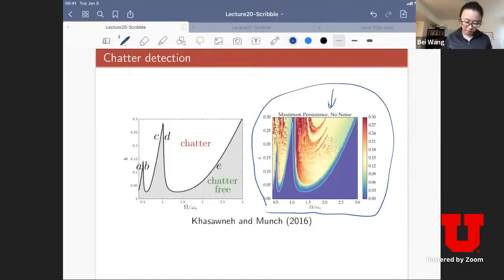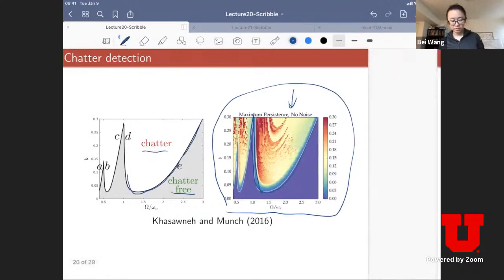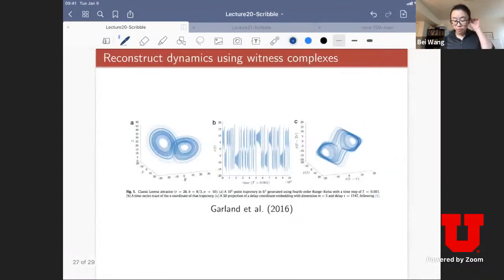So what you see on the left is this sharp separation corresponding to the phase transition between chatter and not chatter. Which is also quite interesting. The next one is people using token embedding to reconstruct dynamics. So what dynamics are we talking about?